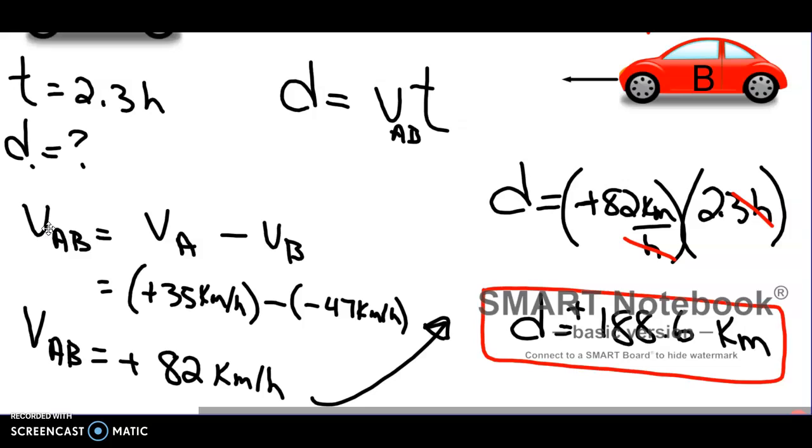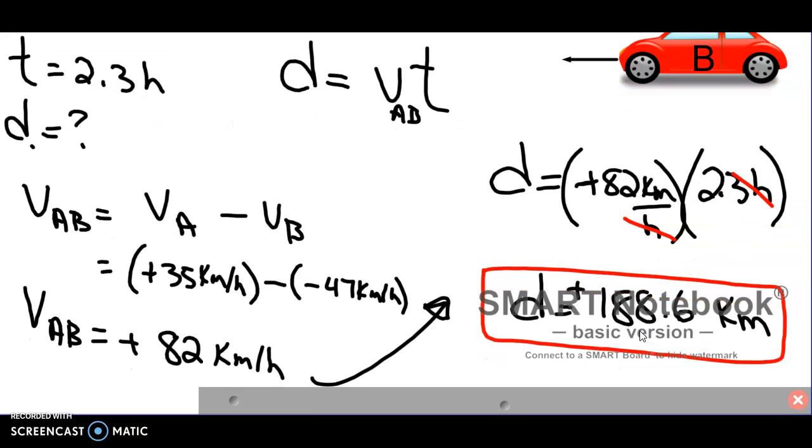Okay, so we need to calculate VAB, right? Because that's what we need to use to find our displacement. So calculate velocity of A relative to B. So again, just subtract VB from VA. Do that work, get positive 82 kilometers per hour. Okay, and now plug that into our d equals vt formula. So our velocity of AB is 82 kilometers per hour, and times that by 2.3 hours. Okay, and you should get displacement of positive 188.6 kilometers.